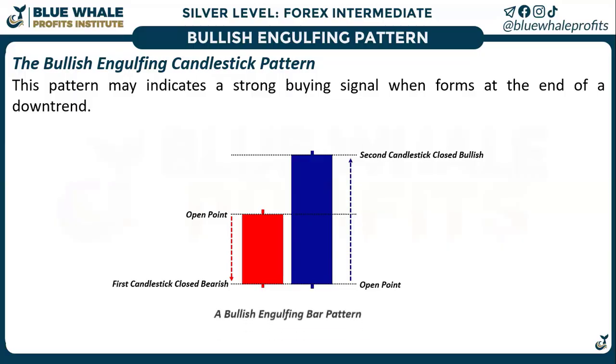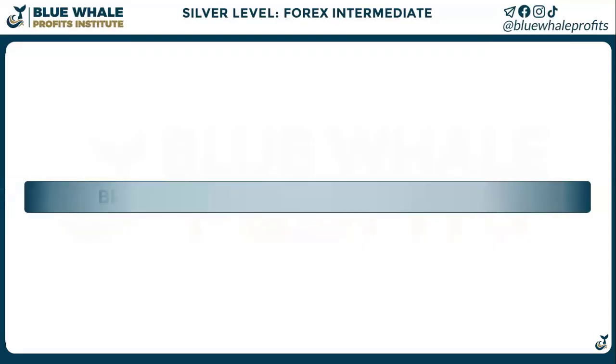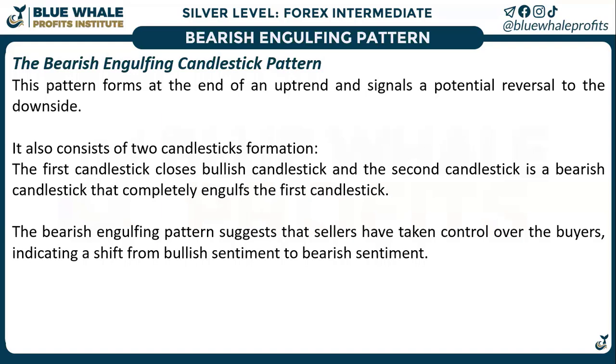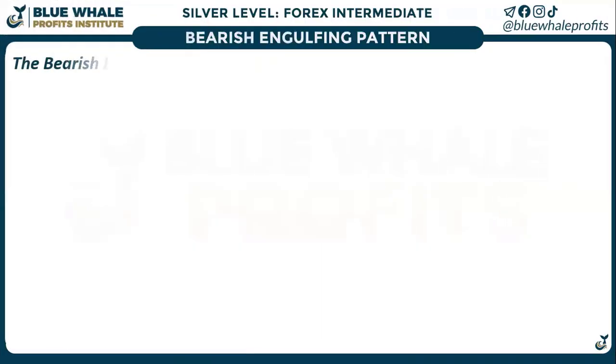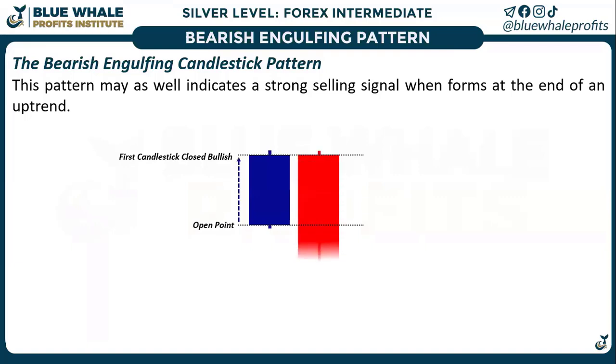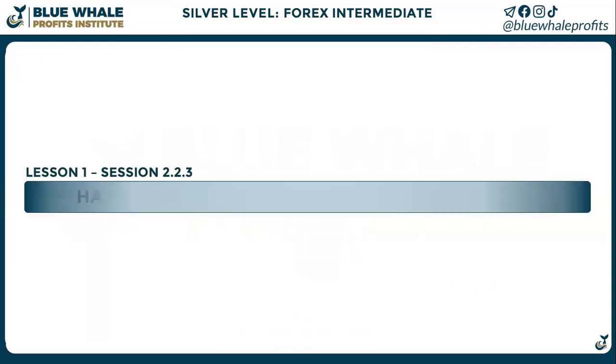The next one is the bearish engulfing, which is the opposite of the bullish engulfing bar. That one will form, and the first candle has to be a bullish candlestick, and then the second one will close below the open of the previous candle, making it a bearish engulfing candlestick pattern. Very, very powerful candlestick pattern.